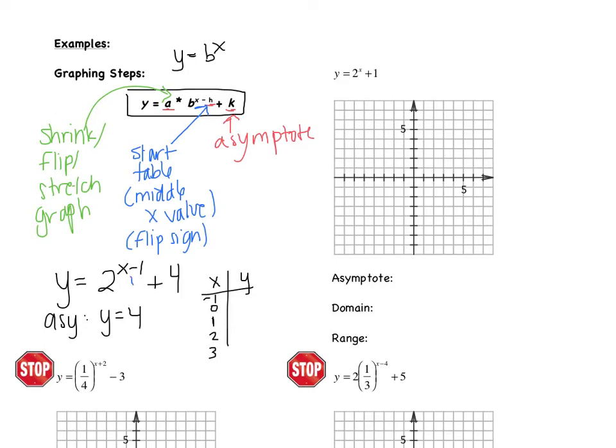So this 1 brings us here. Notice that I flipped the sign. It's x minus 1, but I chose a positive 1. And then the asymptote is that 4, and just keep the sign. So that was just an example. Now we're actually going to graph one.